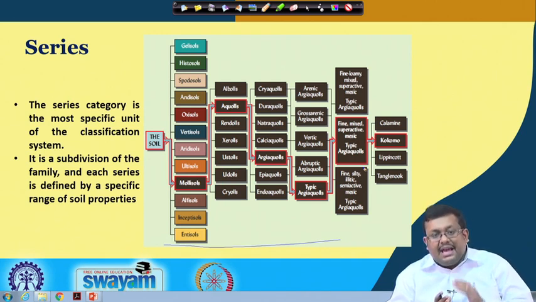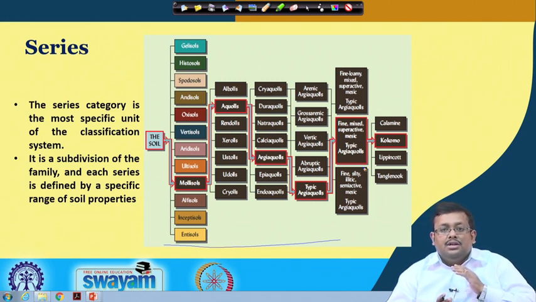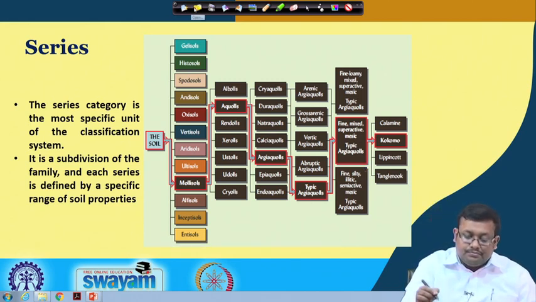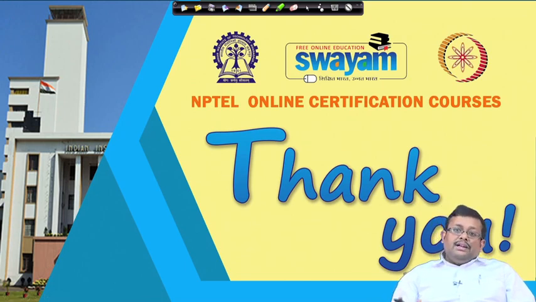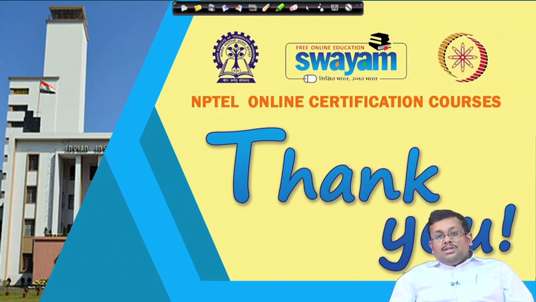There are six different categories. Again, soil series is the most specific, and then soil family, then subgroup, great group, suborder, and finally soil orders. So we have finished the soil classification system, and I hope that you have got a basic overview of soil classification, the basic features of soil taxonomy, and how we can name a particular type of soil.